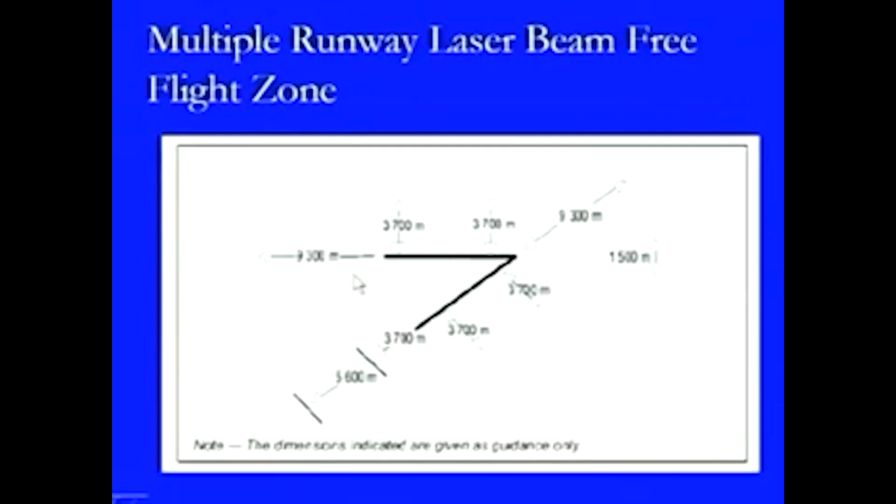Here we are looking at another one. This is a multiple runway laser beam free flight zone, and various dimensions have been shown for that one, as we have seen in the previous diagram, where the central area with respect to the runway strips was defined. So, this is how it is being defined. This is a V shaped runway strip being located.